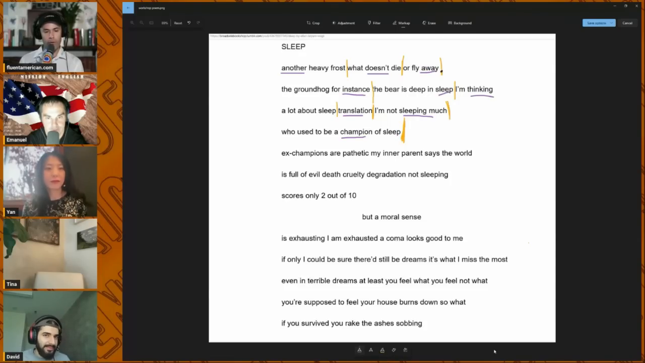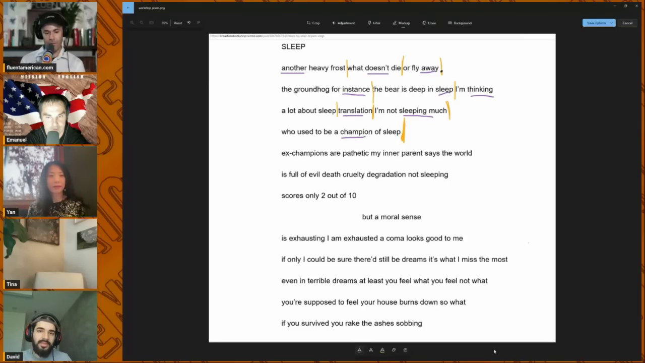Okay, do the whole thing again. The groundhog, for instance, the bear is deep in sleep. I'm thinking a lot about sleep, and you're ending up at the same pitches. Do you hear that instance, sleep? We're at the same pitch level. If you went down, that wouldn't happen. The bear is deep in sleep. You're at the same pitch.